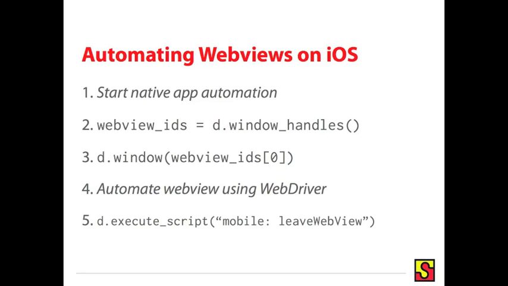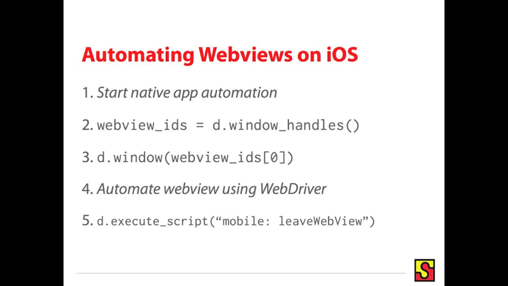So of course, we might also want to go back out of the web view and automate the native layer again. And we need a way to tell Appium, hey, the commands I'm about to send need to be executed in the native layer, not the web layer anymore. And so to do that, we call execute script with a special command that isn't actually JavaScript, but it's a special command for Appium that says we want to leave the web view mode and go back to native mode. So these are the basic 5 steps that you need to use if you want to switch back and forth between native and hybrid automation on iOS.